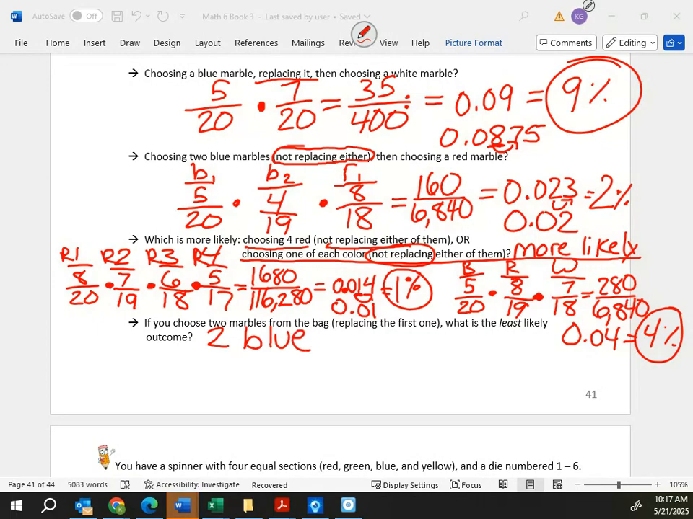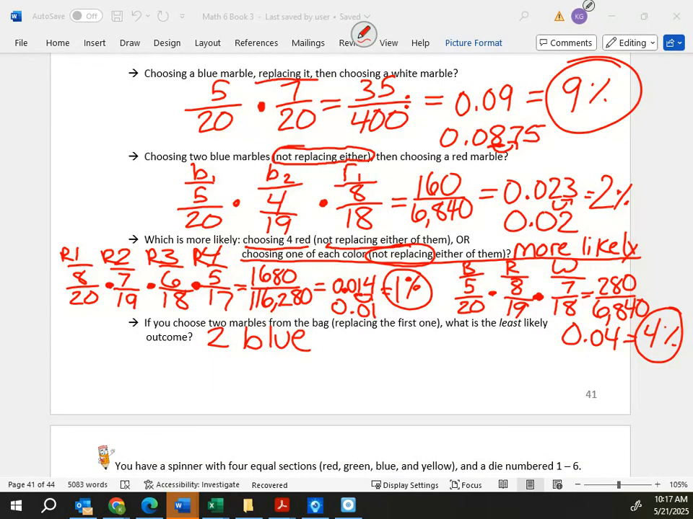Why would that be the least likely, Maddie? Because there's the least amount. That's the least amount of colors that there are, right? The blue only has 5, so there's a smaller number of your desired outcome. So if we chose a blue and we replace it, there's still only 5 blue. There's 7 white, there's 8 red, there's more of them, there's more of a chance of picking that color. Does that make sense why it would be 2 blue? Because it's the smallest number, least likely to choose. That's why I said we don't actually have to do the math on it. We're just going to pick the one that's the smallest number.